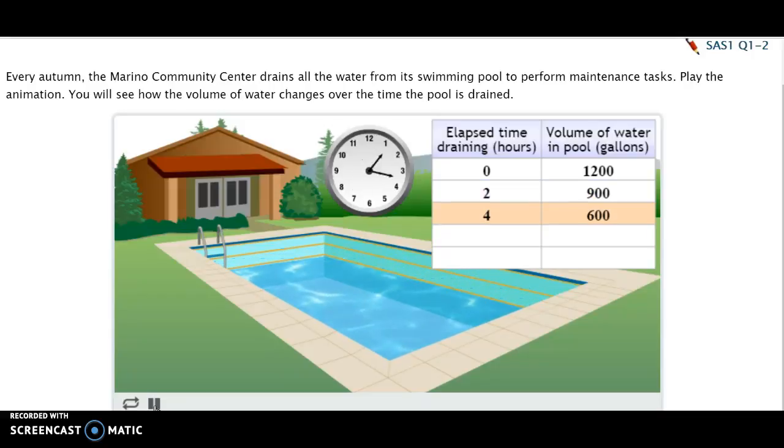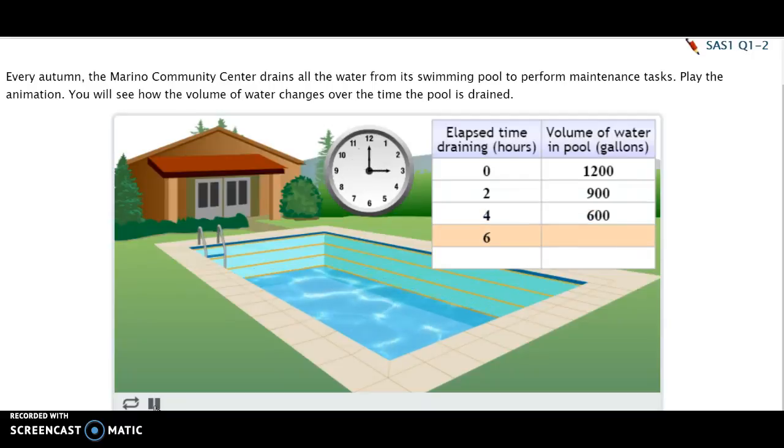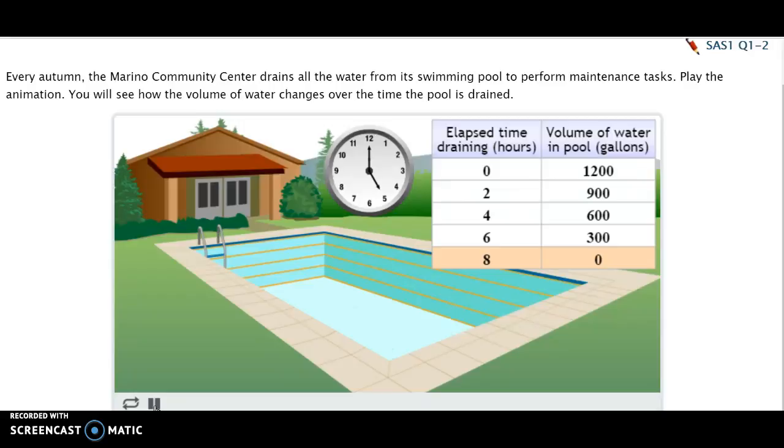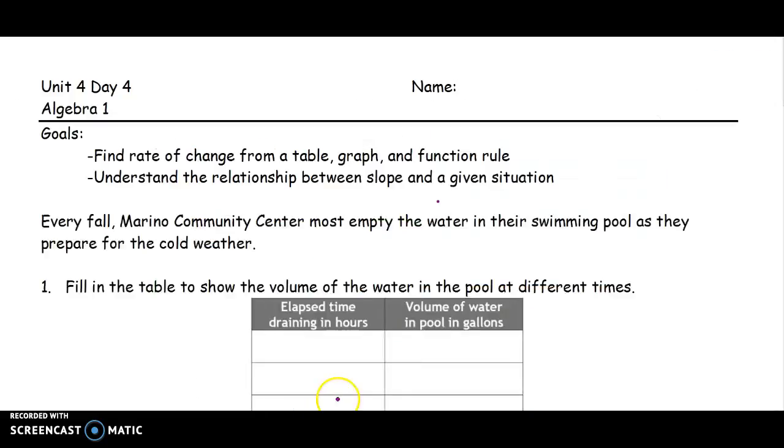After 2 hours, there's now 900. 4 hours, there's 600. 6 hours, there's 300. And 8 hours, the pool has been drained. Okay, so we want to know what is the rate of change. So if we go back to our notes, we can fill in that table.